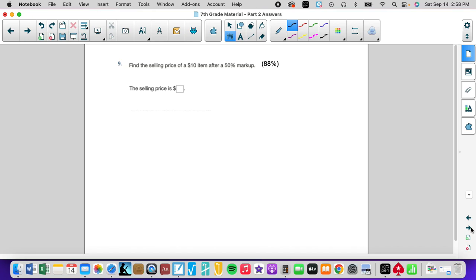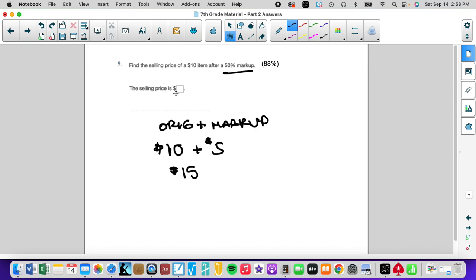Find the selling price of a $10 item after a 50% markup. So a markup is going to be the original price plus the markup. So the original price is $10, and then the markup is going to be 50% of 10. Well, that means 50% is half. Half of 10 is $5. So my new cost, the selling price, is going to be 15 bucks. That should take you less than 30 seconds to do.